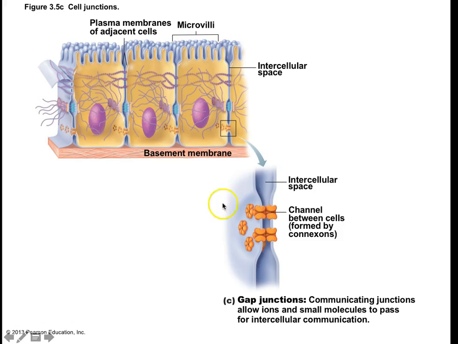So I want you to think about the cardiac cells. They would have the gap junctions. They would also have the desmosomes. So the force of contraction wouldn't tear them apart, and the electrical stimulation by the pacemaker would travel at lightning speed.